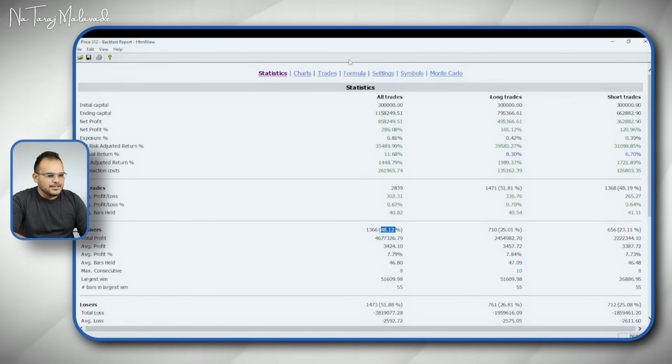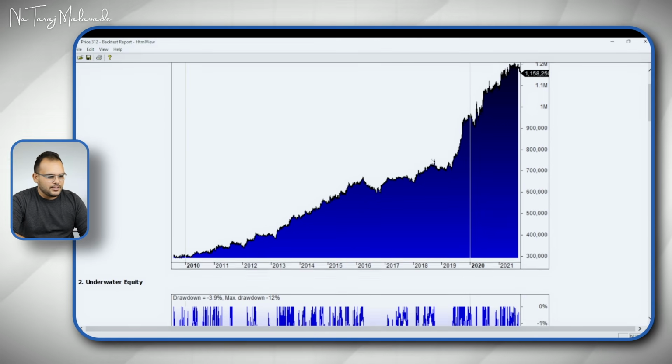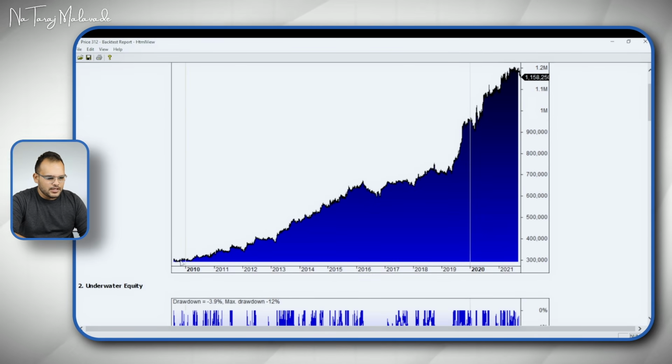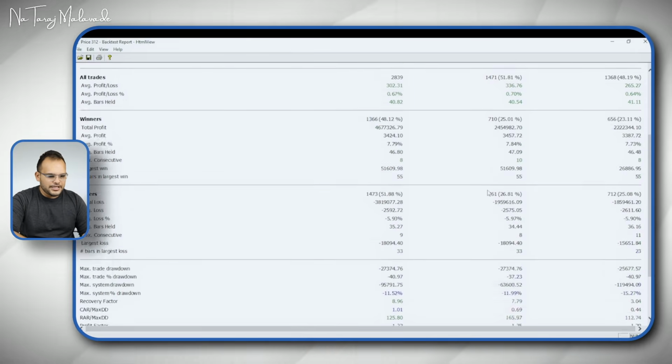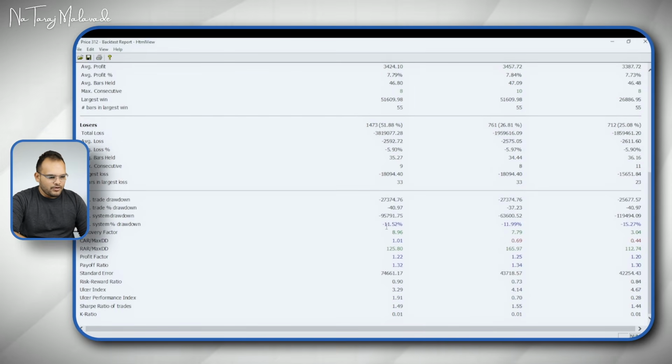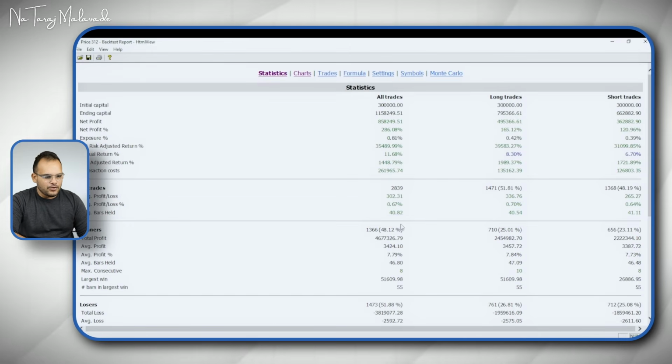Okay, and this is how the overall chart looks. This is tested from 2009 end, and so far it's more than 10 years of data, and this is how the overall performance of this strategy looks. And one more important point I wanted to mention here: the drawdown is somewhere around 11.52%, which is very good.